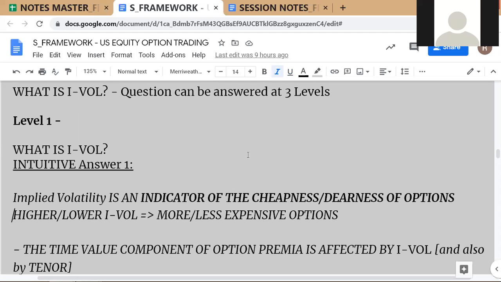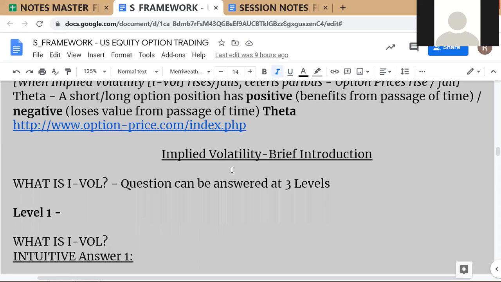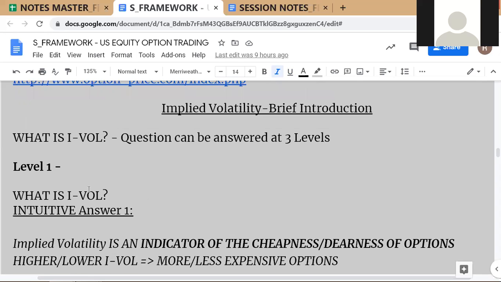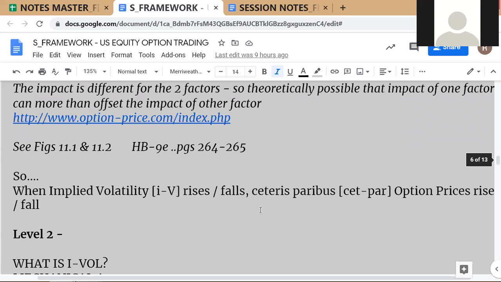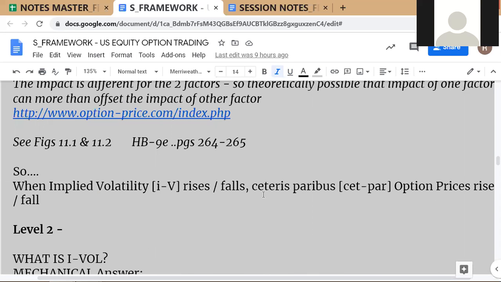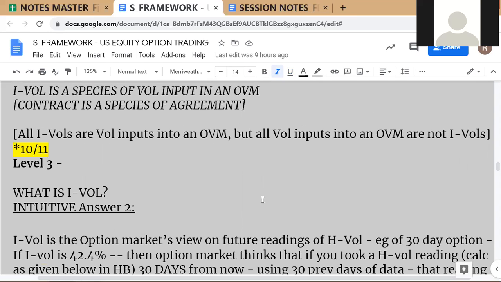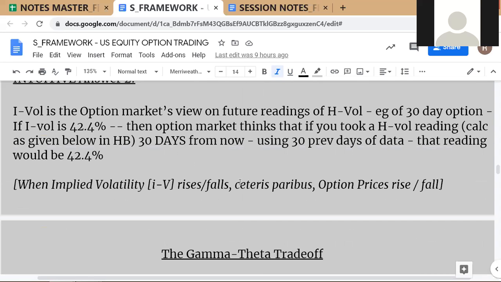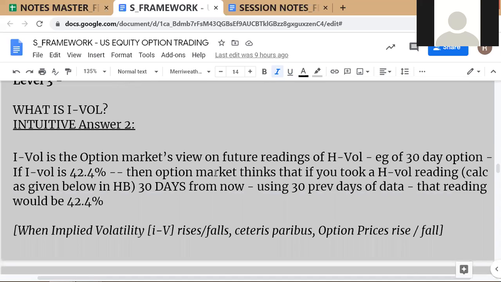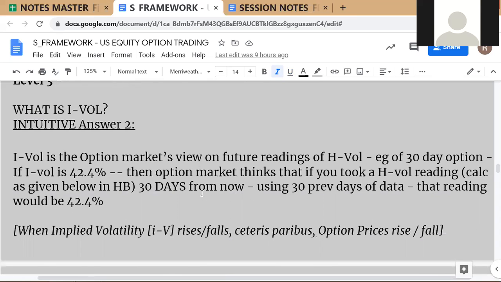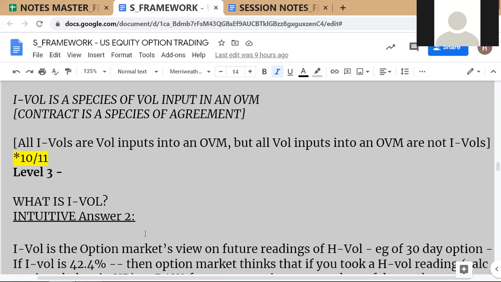Right, so we are on the topic of IV, and we have covered two definitions, two understandings. Level 1, level 2, we covered level 2 yesterday. We also did intrinsic versus time value. Now, there's a third answer here, a third way to understand implied vol. That answer I'm calling the intuitive answer number 2.